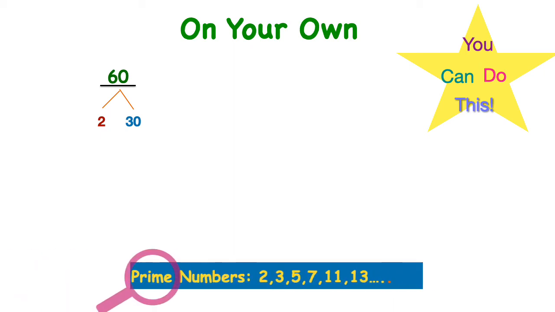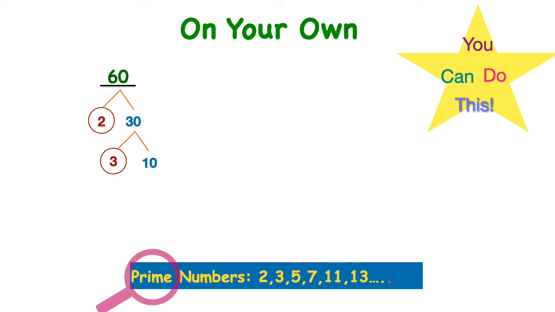So then don't forget, my goal is to look for those prime numbers, and I know that 2 is prime, so I'm going to circle it. 30 is composite, so I'm going to give it 2 branches. And again, 30 has a lot of different factors, so to keep us all together in the video, I'm going to give you the next factor pair of 3 times 10. And I know that 3 is prime, so I circled it. And from here, you can finish it on your own. So pause the video and finish it up.